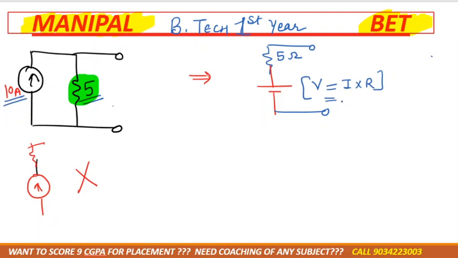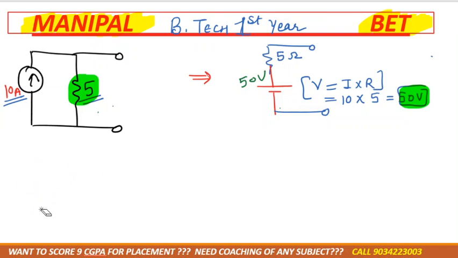I is how much over here? That is 10 ampere and resistance is how much? 5. So the voltage is how much? 50 volt. Okay. Voltage we got as 50 volt. So this is how we can convert current to voltage source. Clear? Now next is how can we convert from voltage to current source.